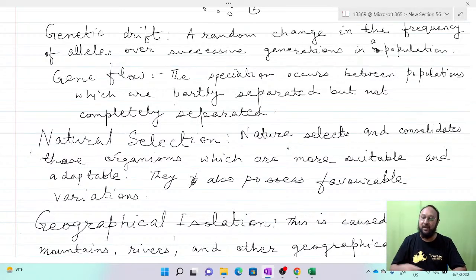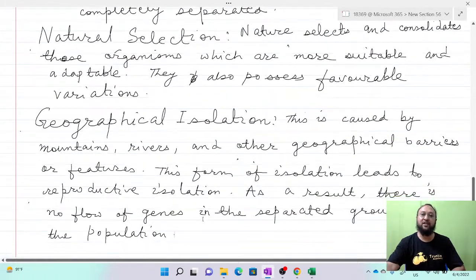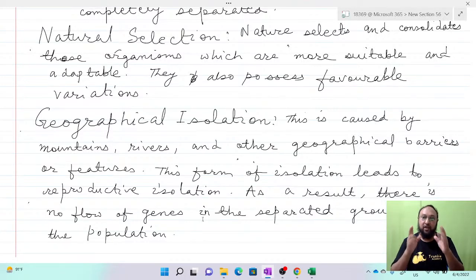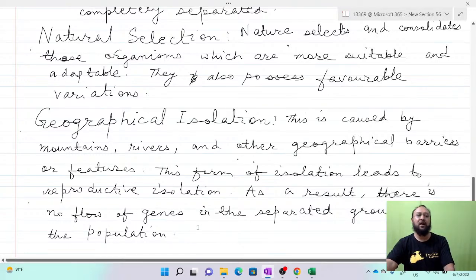And the nature selects. In the case of geographical isolation, there is a barrier between the two groups of the population, and the two groups of the same population are not able to meet again, and both groups are going to form a new species. So this was all about speciation, and tomorrow we'll study another topic.